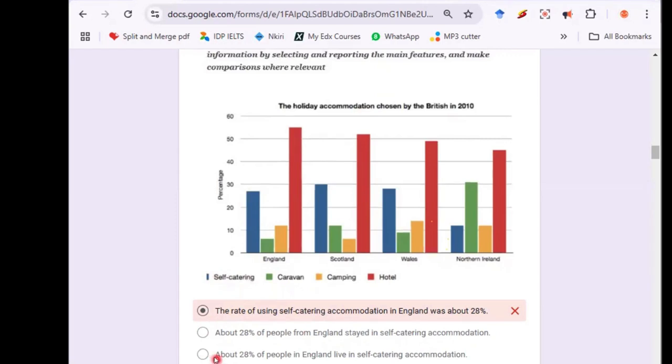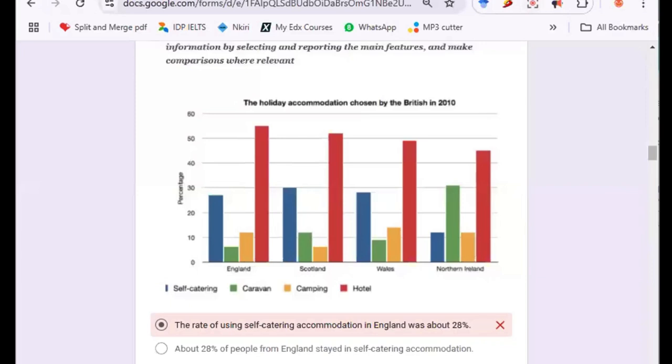Let's check number 3. About 28% of people in England live in, no, they don't live there. They went on holiday, so they stayed there. Living means that's where you reside. When you're going for holiday, you are not living in a place. You are staying there. It's a temporary thing. So we cannot use the word live in. Very, very important. Okay? Let's move on.